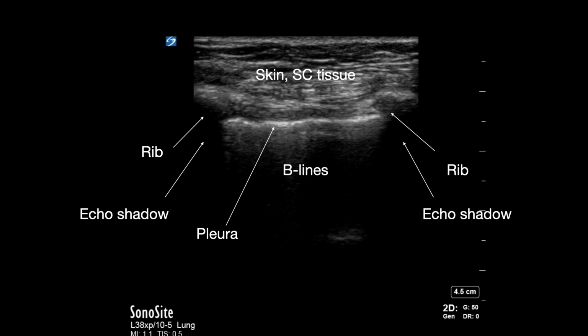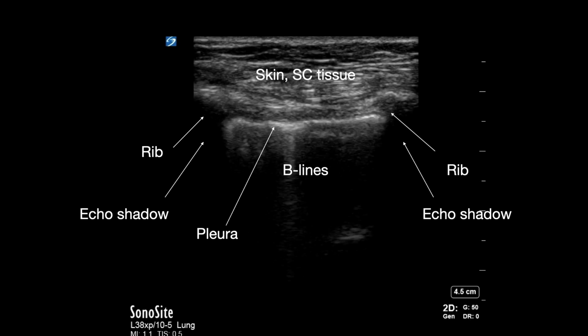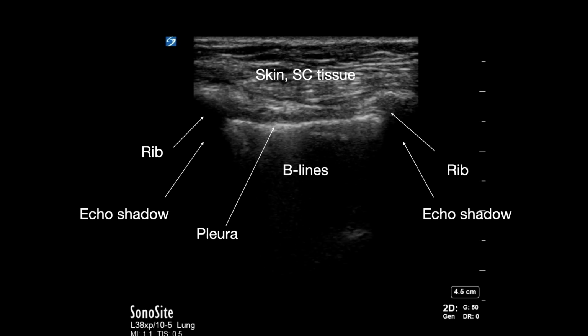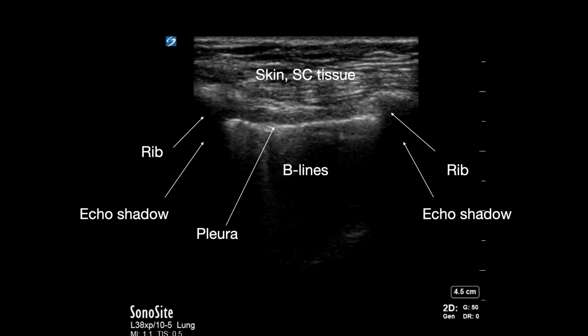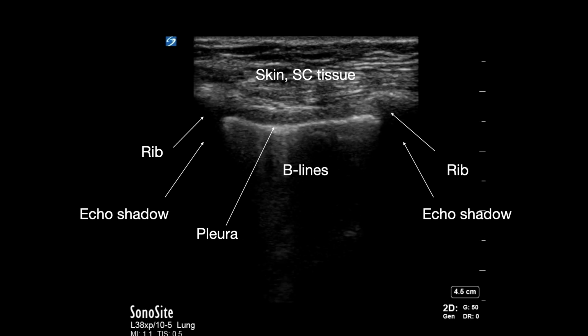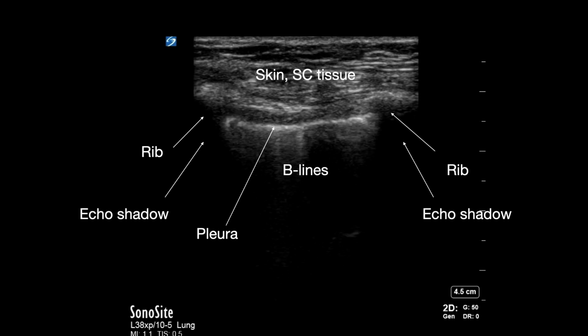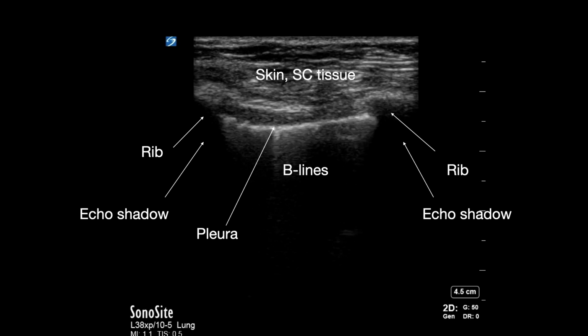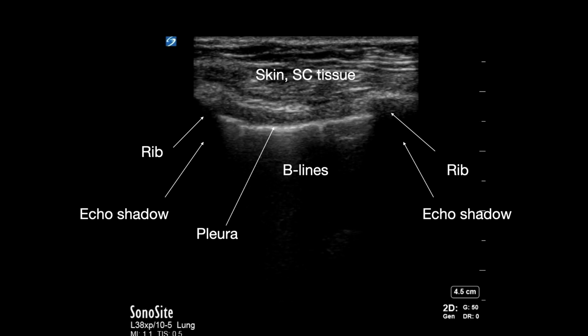Now you can see B lines. So if you see B lines, you can be certain that you have ruled out the presence of pneumothorax, at least in the area that you are evaluating. Pneumothorax is easier to find in areas 1 and 5, or the apical areas of the lung.